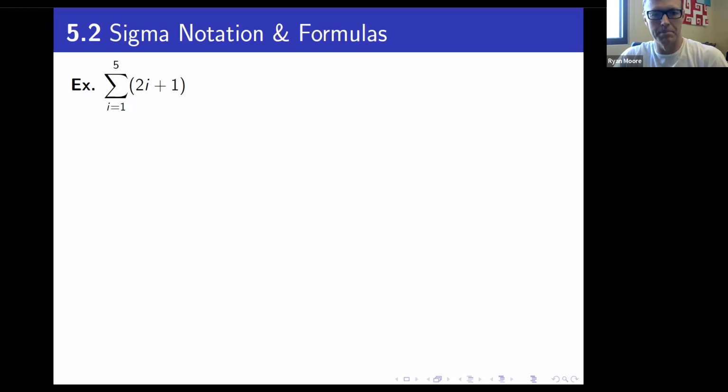Before we go any further in chapter 5 into 5.2, we need to talk about sigma notation. Probably would have seen this in pre-calc. Sometimes it's called summation notation. It's going to be really key once we get to 5.2. So let's review just kind of how sigma notation works just for a moment, and then even mention some key formulas that come from it.